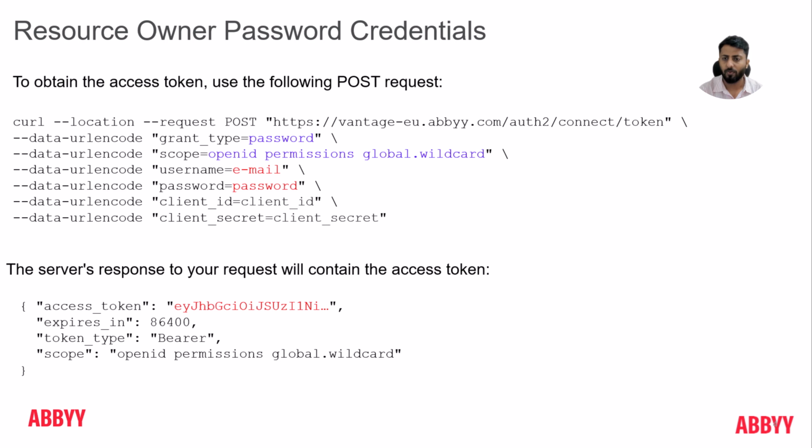The client ID would be the client ID created by the tenant admin on the configurations tab. Client secret would be the secure application key created by the tenant admin on the configurations tab. The server's response will contain an access token that you will need later.